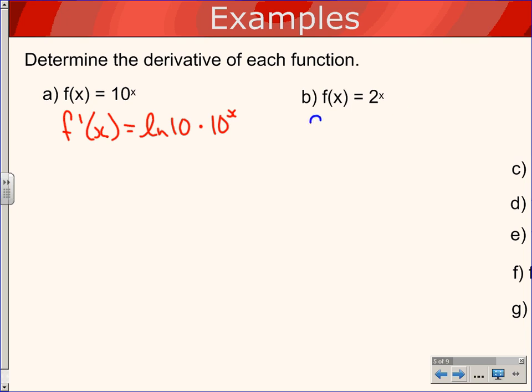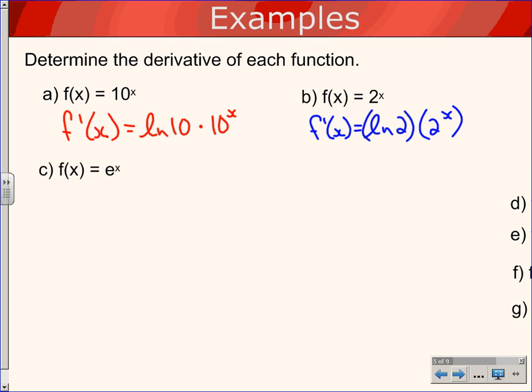Similarly with this one, the base is 2, so ln 2 goes in front, and everything stays the same at the end. The brackets are probably a little bit better than the way I did it in the red there, just to indicate you do ln 2 separately, you do 2 to the x separately.